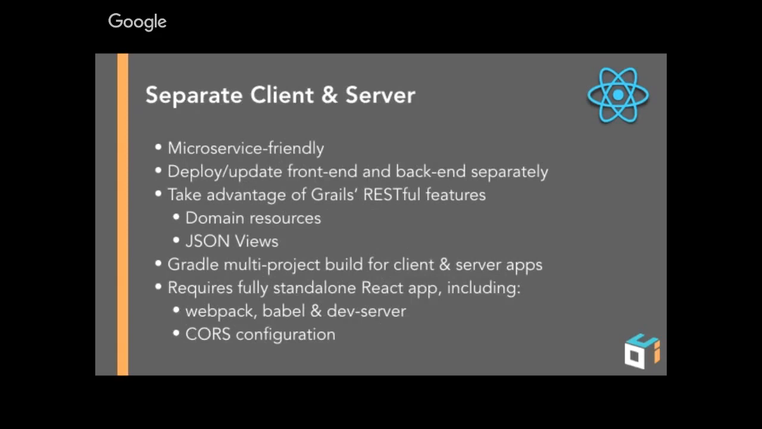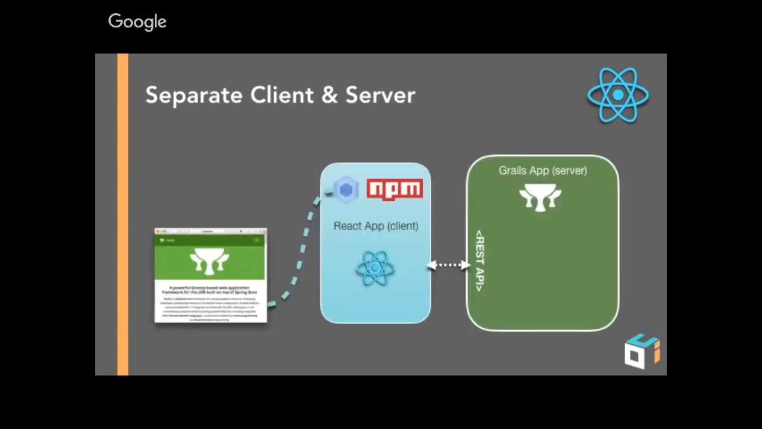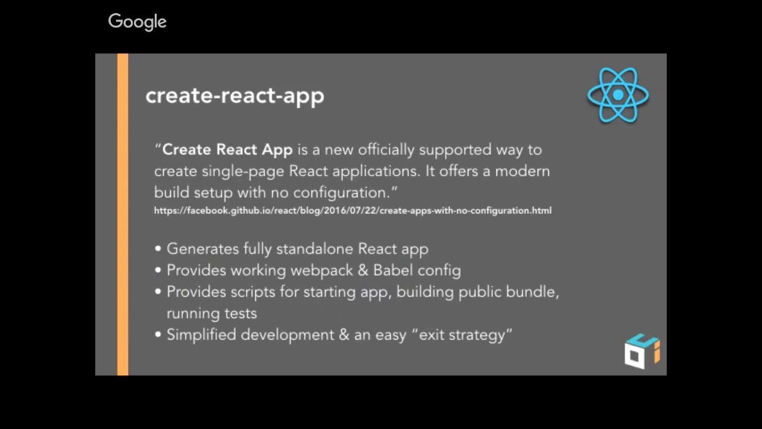Okay, the final thing we're going to cover tonight is separating the client and the server entirely. Having a separate React application for the front end and a separate Grails application for the back end is a very common pattern. Grails has a lot of great features to support this. It does require a standalone React app, which can add some complexity, and you have to configure cross-origin and things like that. It would look something like this: we have our Grails application and our React application, communicating over a REST API.